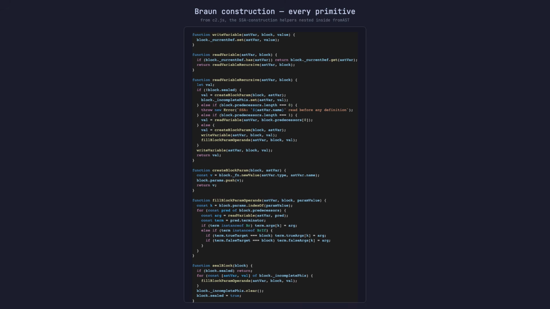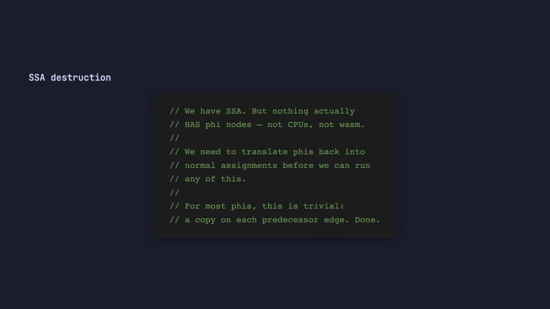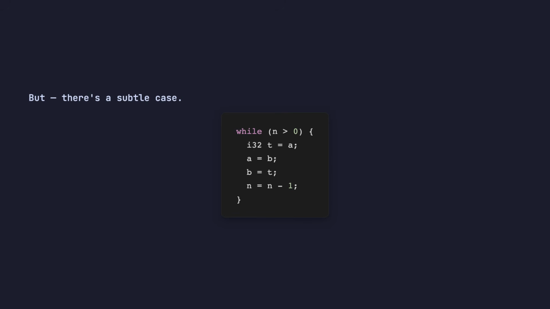So we have SSA. The IR is clean, but nothing actually has phi nodes, not CPUs, not WebAssembly. So we need to translate the phis back into normal assignments. This is called SSA destruction. For most phis, it's pretty simple. A phi at a join becomes a copy on each predecessor edge, and you're done. But there's a subtle case that can affect the correctness.